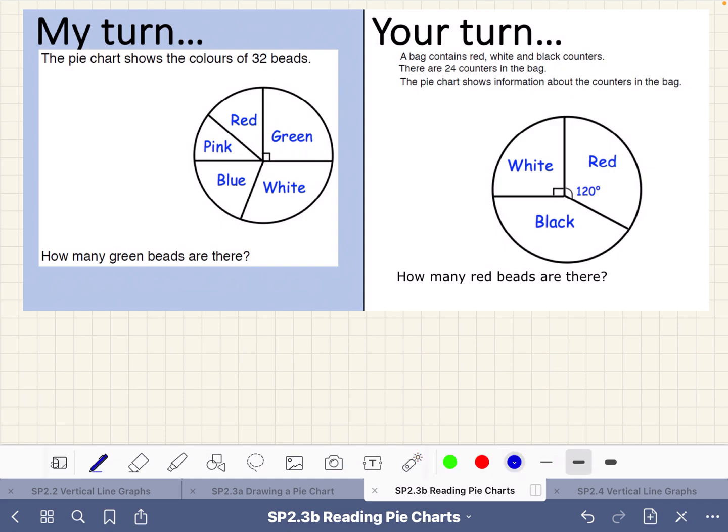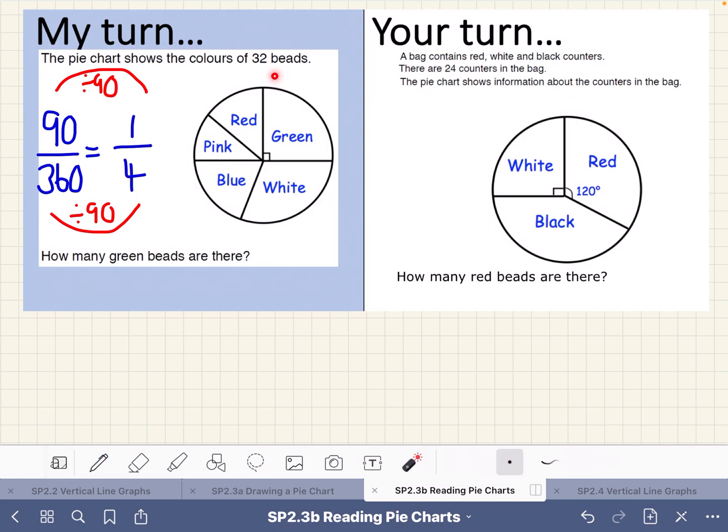If we were unsure, we could say we have 90 out of 360, and we would look for the common factors of the two. We can see that 90 will go into itself once, and it would go into 360 4 times, giving us that quarter that we can see visually as well. So our question is essentially asking us, what is a quarter of the 32 we started with?